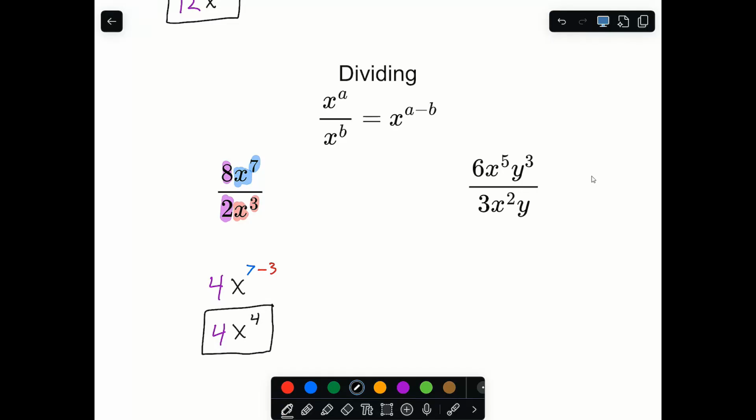And same as before, I keep the numbers separate, x with x, y with y. So I'm going to do my 6 divided by my 3, gets me 2. And then I'm going to do x to the 5th divided by x to the 2nd. So I'm going to do 5 minus 2. You get x to the 3rd power. And then same thing with my y. I have y to the 3rd and y again to that 1. So 3 minus 1 is 2.